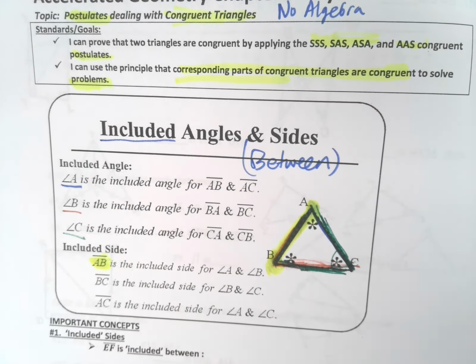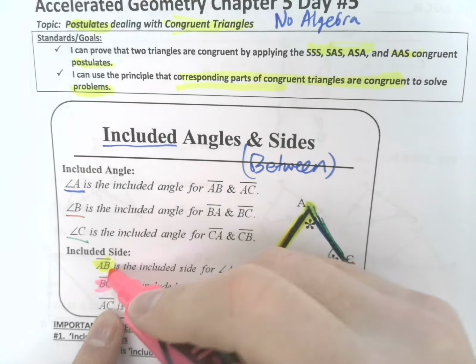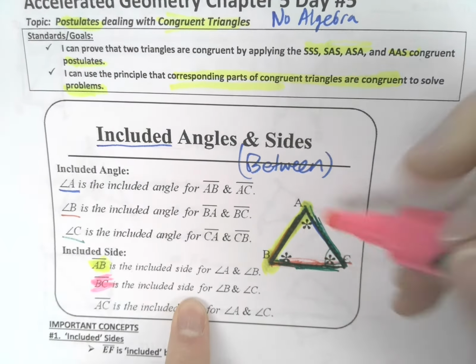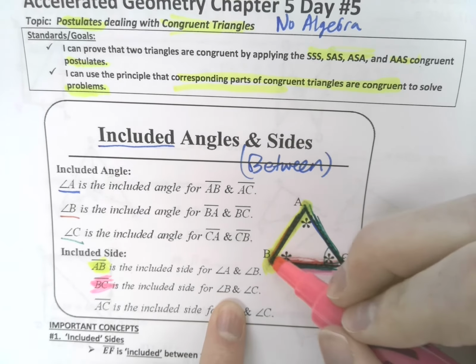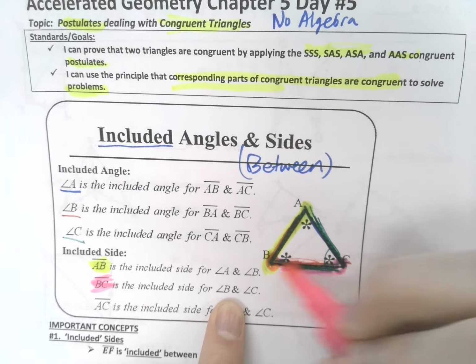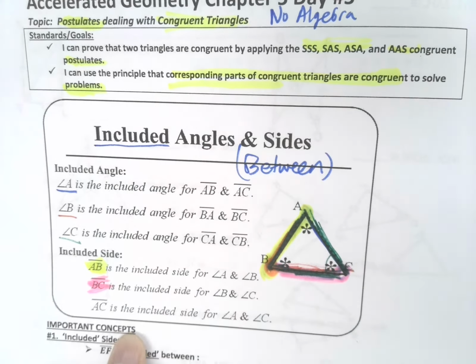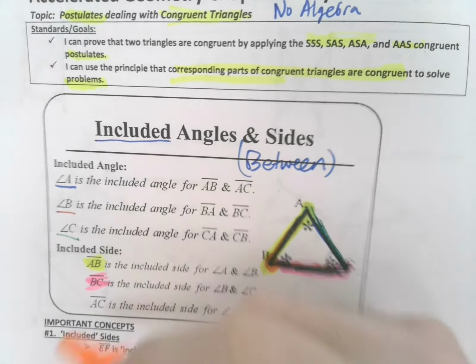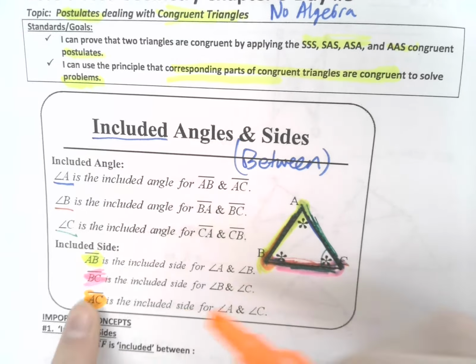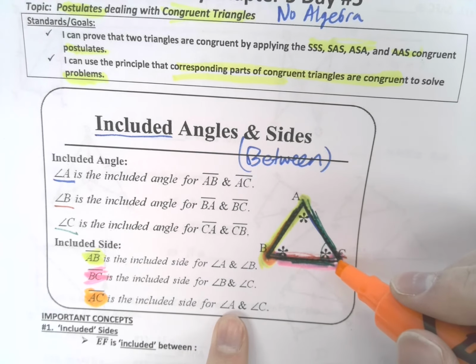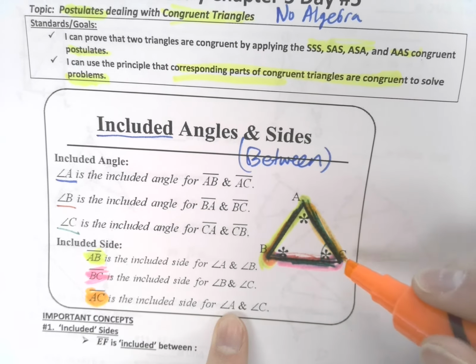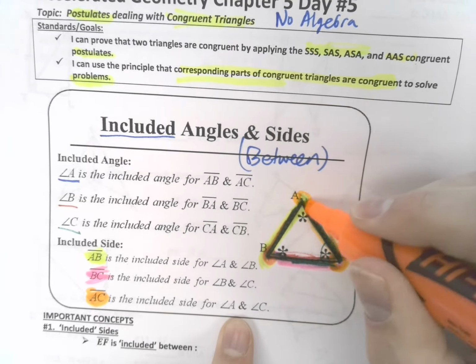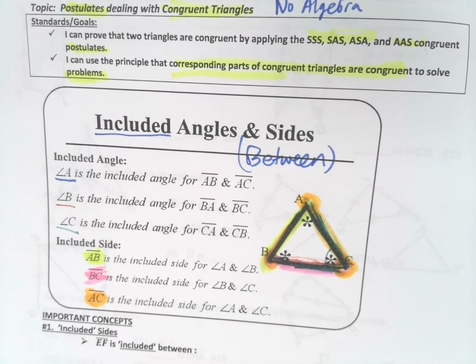We're about to get real messy. BC is the included side, so BC is between B and C. And then look at this. This looks like me whenever I try to do an art project. AC, the last side segment, is going to be between angle A and angle C. That's all that means there, guys.